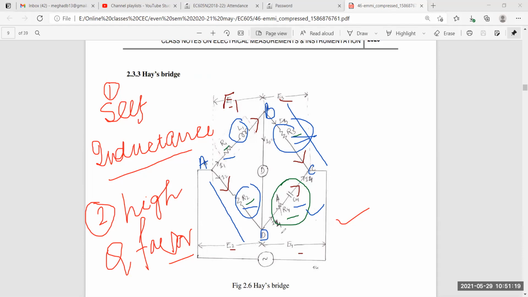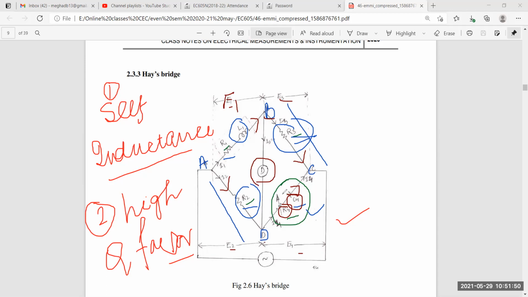Then you see here, C4 and R4 are adjusted for making the bridge balanced. How? When the bridge is in balance condition, definitely no current will flow through the detector. And where is it connected? The detector is connected between the points B and D respectively. This is the D point. So current is flowing through A and C.